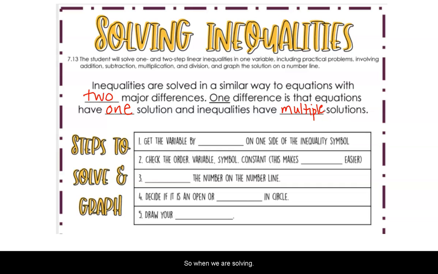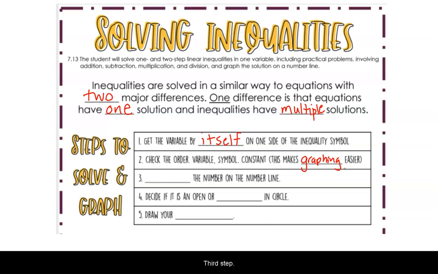So when we are solving an inequality, the first step is to get the variable by itself. So just like with equations, our first step is going to get the variable by itself on one side of the inequality symbol. Our second step is going to be to check the order: variable, symbol, and constant. This makes graphing easier. And we'll look at that in our examples.